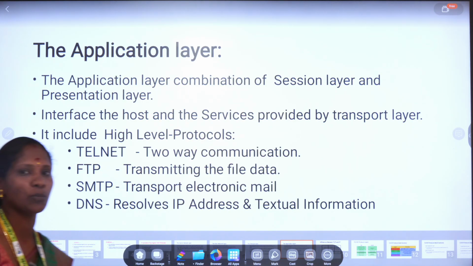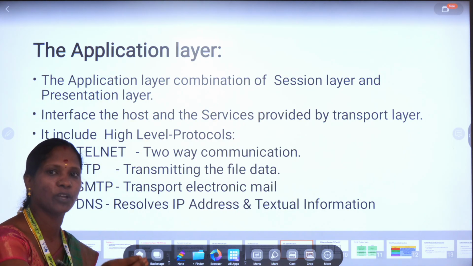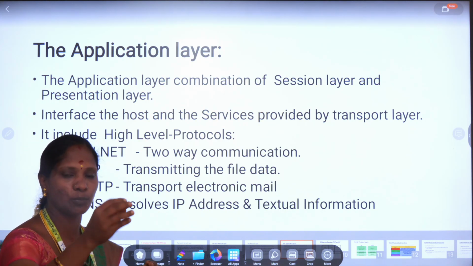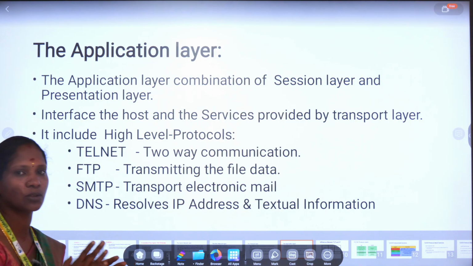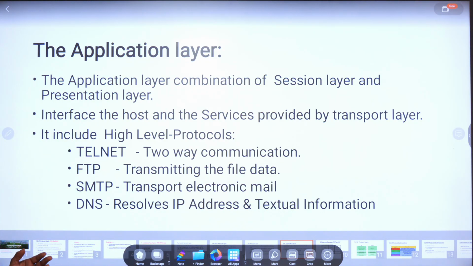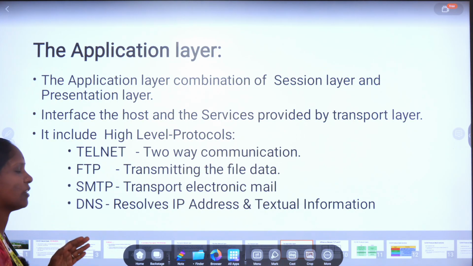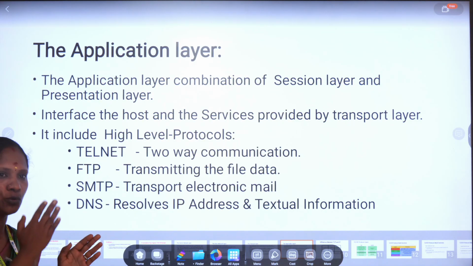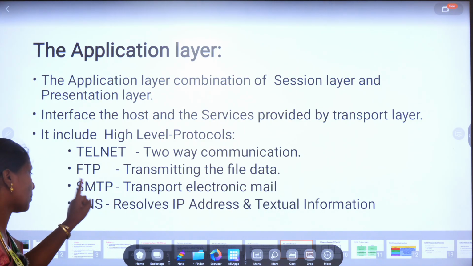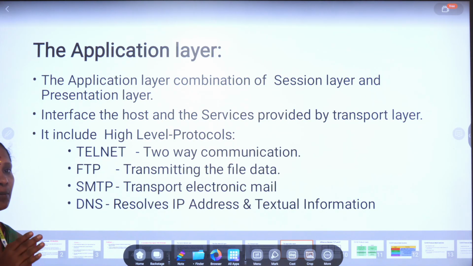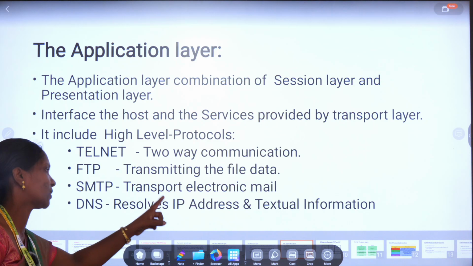Telnet means two-way communication. So two-way communication means source to destination. We have a single path, which stores the single path with the request and the response at the same time, so multiple path means getting the information from the receiver side. Then FTP. Mainly FTP is used for transmitting the file data between sender and receiver. And then SMTP. SMTP is the main concept of transferring the electronic mail. Okay, email. So that is called transport of electronic mail.